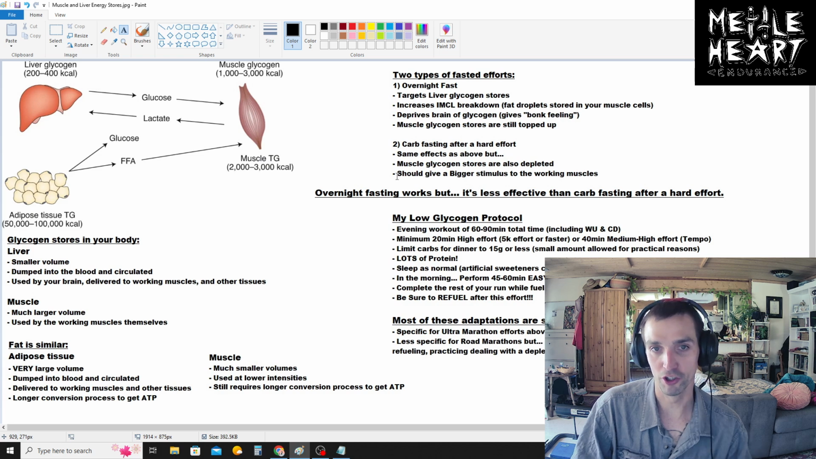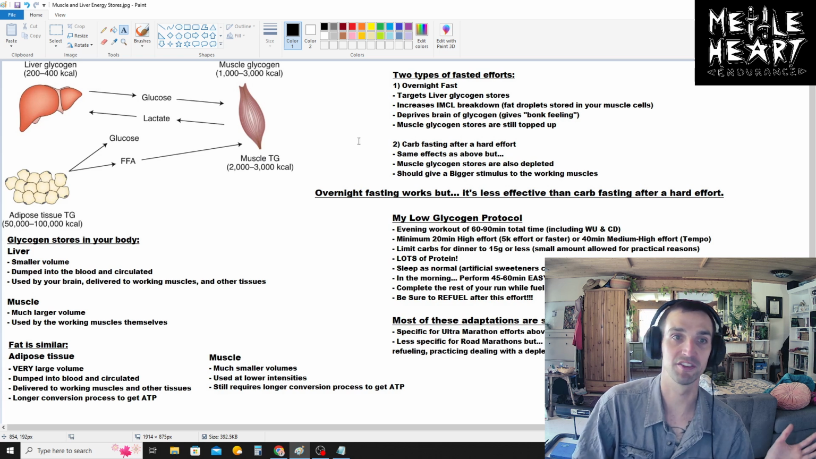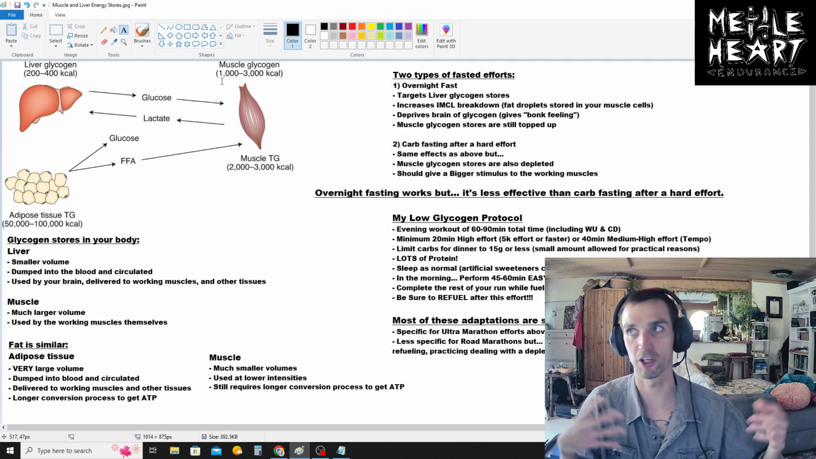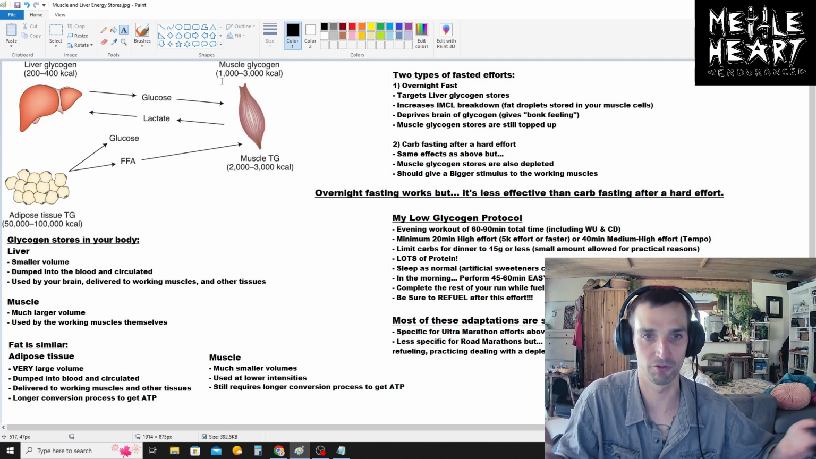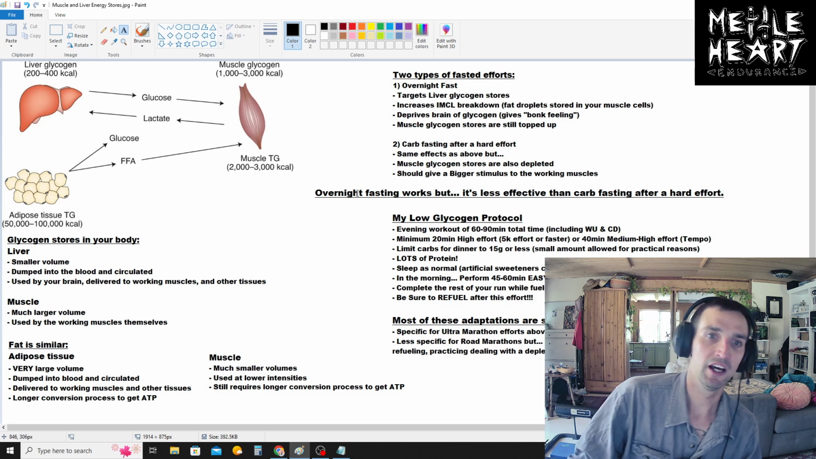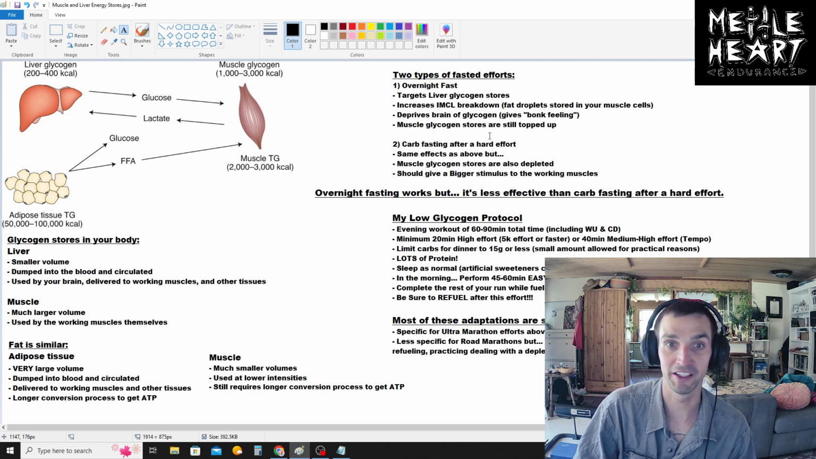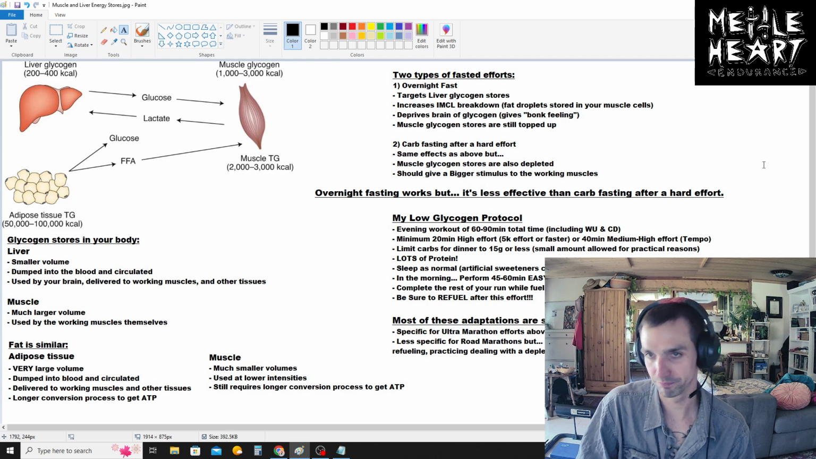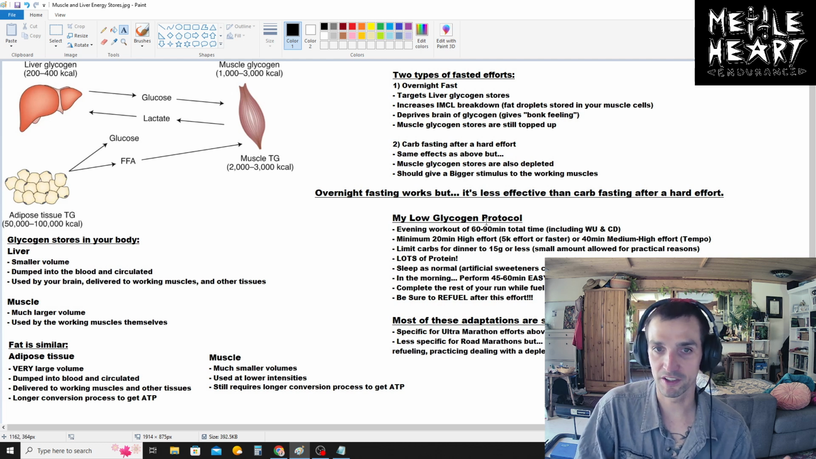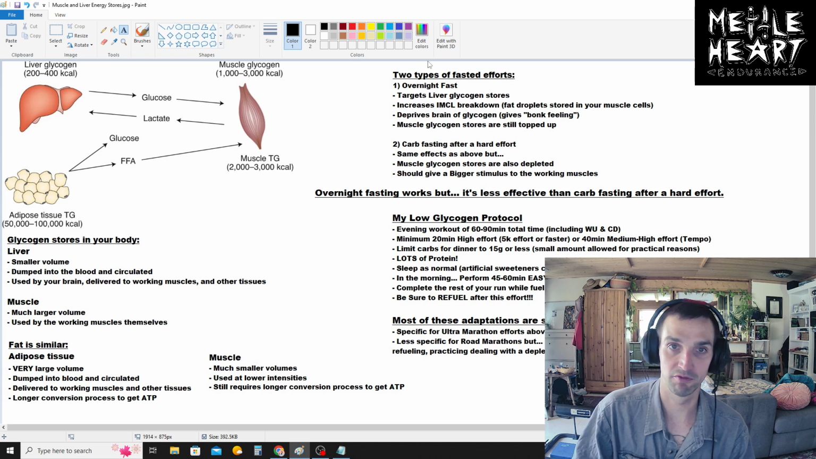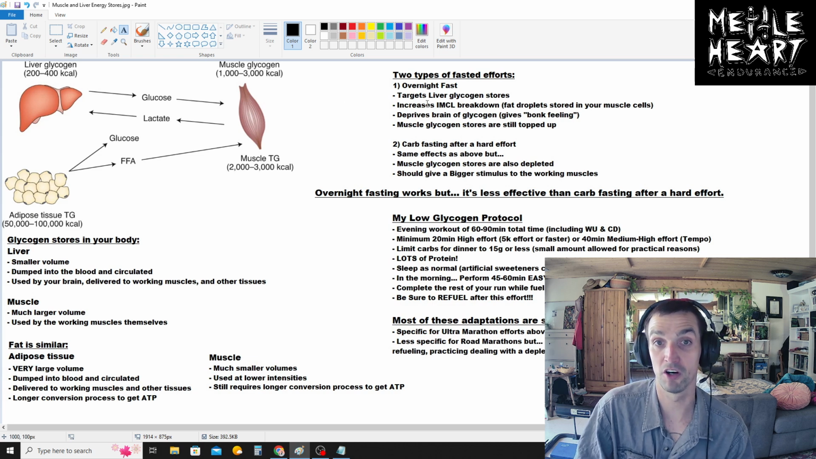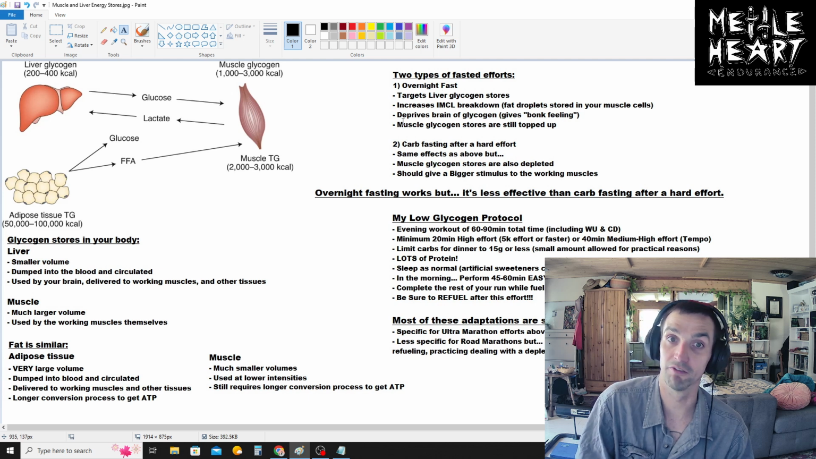And this should provide a bigger stimulus, specifically within the working muscle, which when we're training for sports and performance and running, that's really what we care about. So just overnight fasting does work, but it's not quite as effective theoretically as doing this carb restriction after a hard effort. So this is the reason why this is what my protocol is. My protocol does involve an overnight fast, but it involves more than that.